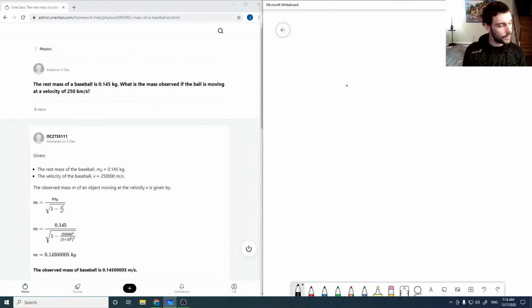Here we have a relativity question where we're given the rest mass of a baseball and we're asked to solve for the observed mass of the ball if we're moving at 250 kilometers per second.